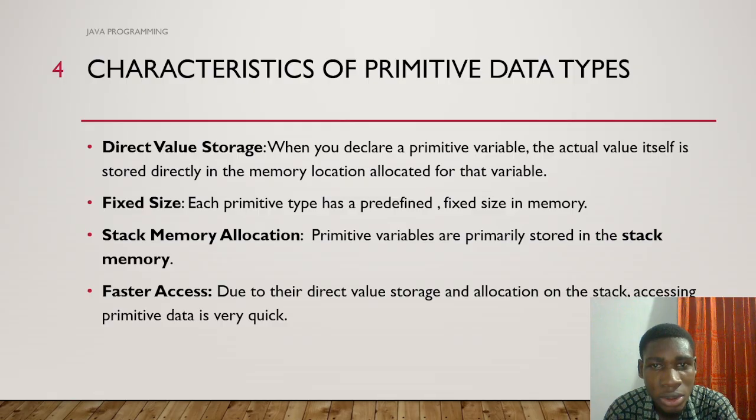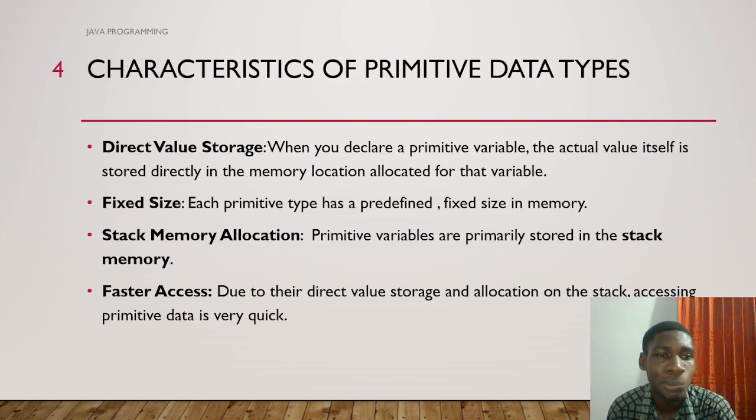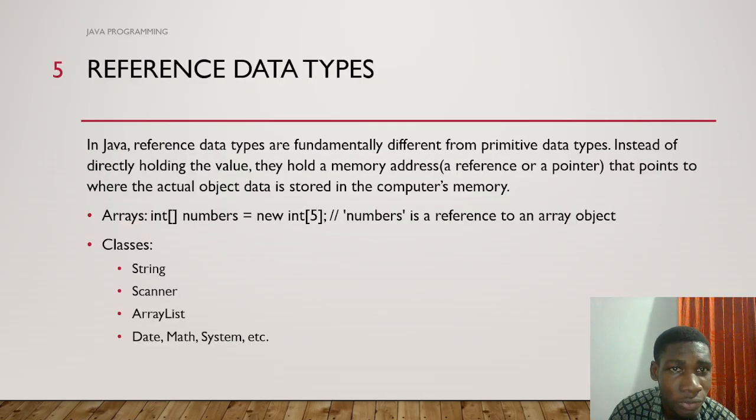Direct value storage. When you declare a primitive variable, the actual value itself is stored directly in the memory location allocated for the variable. Then it has a fixed size. Each primitive type has a predefined, fixed size in memory. Stack memory allocation: all the primitive variables are stored in the stack memory. And then faster access. Due to their direct value storage and allocation on the stack, they are easily accessible.